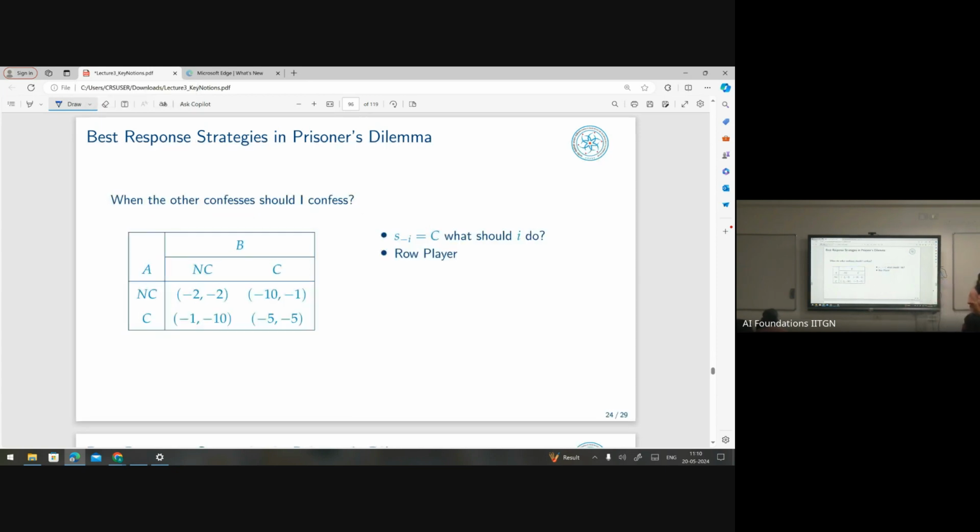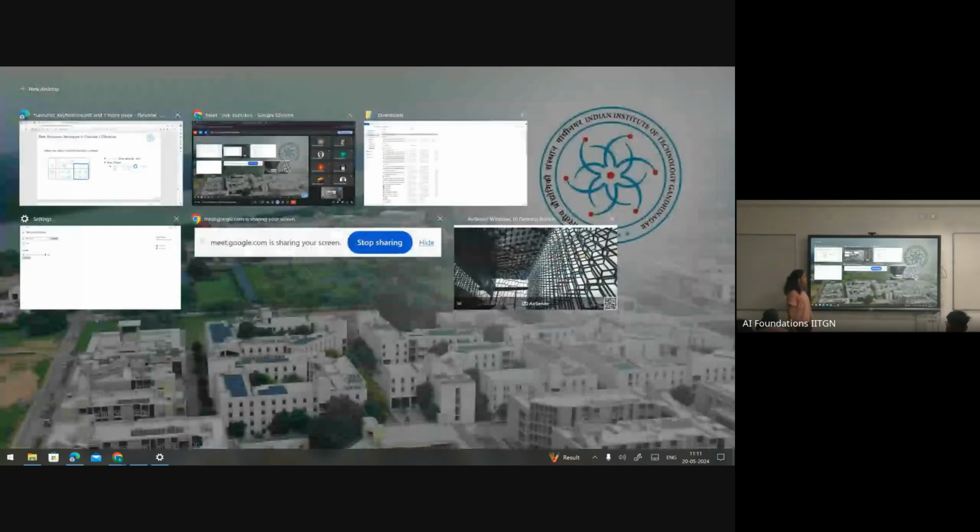So for the row player, player A, if the other agent confesses, what should I do? If I confess... so how do you read this matrix? Now we are trying to focus on the row player. I have fixed the other agent's strategy, which is the column player's strategy, and the column player's strategy is to confess. So now I only have to focus on this part of the matrix.